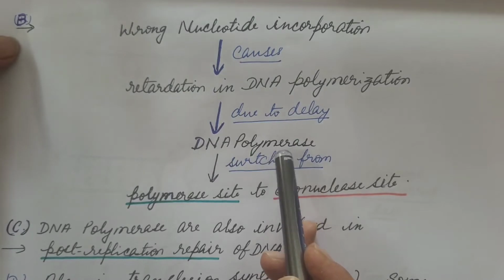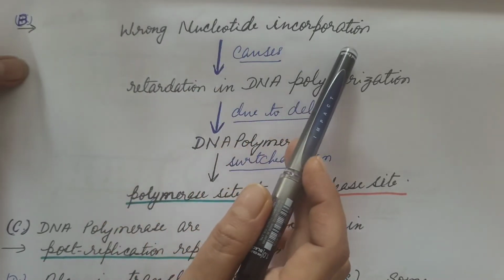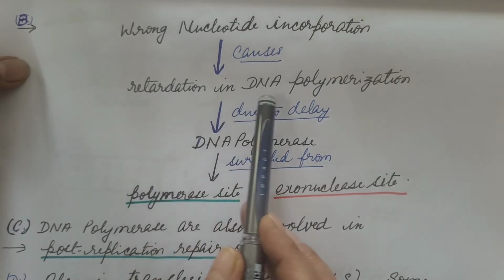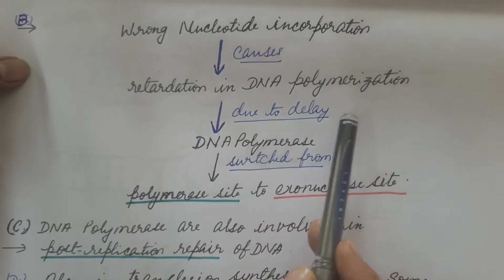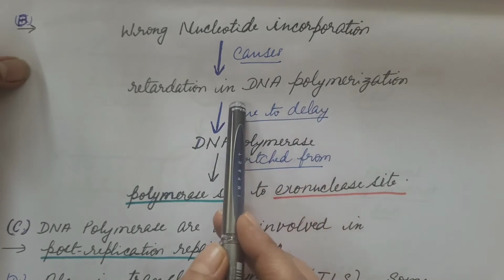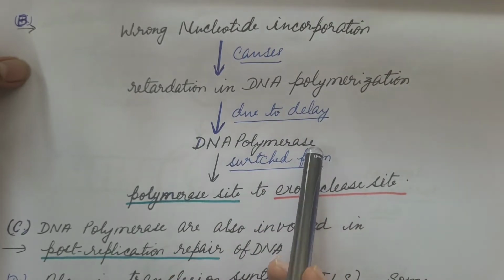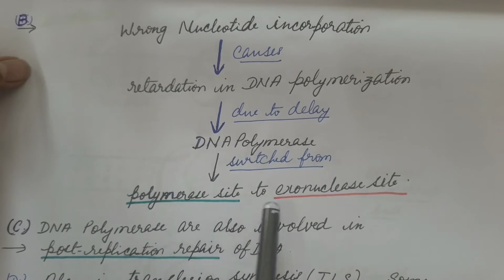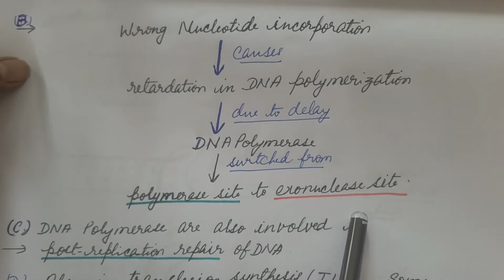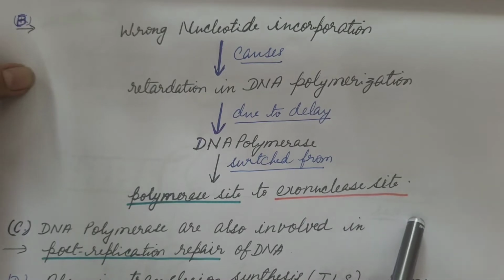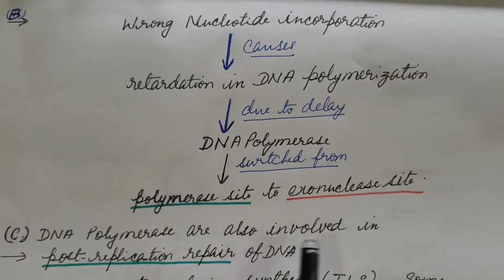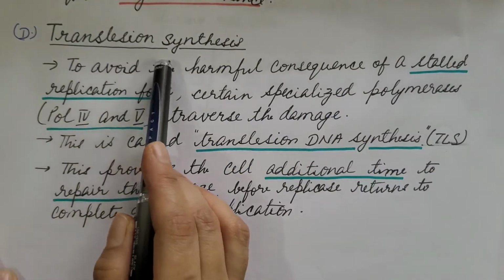So what we can say about proofreading is that when a wrong nucleotide is incorporated, it causes retardation in the DNA polymerization. And due to this delay, DNA polymerase is switched from the polymerase site to the exonuclease site, then the error is corrected and then DNA replication again continues. DNA polymerases are also involved in post-replication repair of DNA, which we will discuss in detail in a separate video on repair mechanism of DNA. Now the fourth is translesion synthesis.